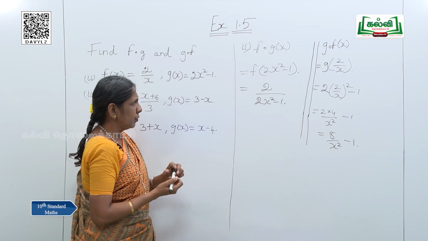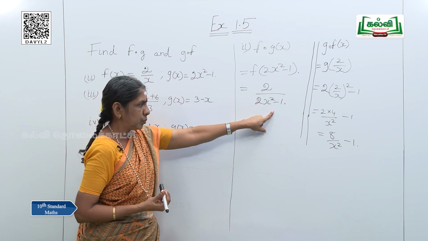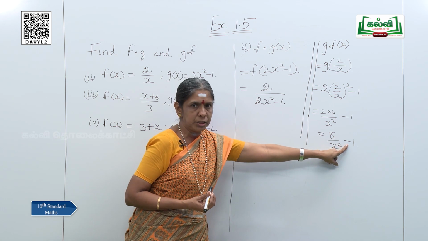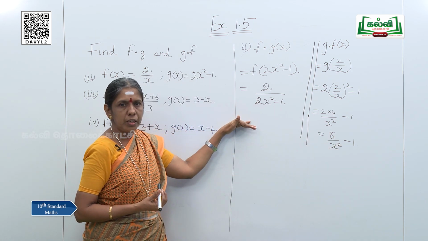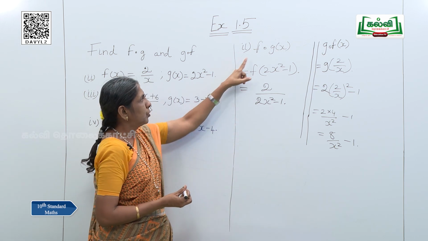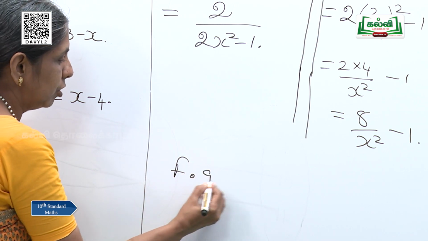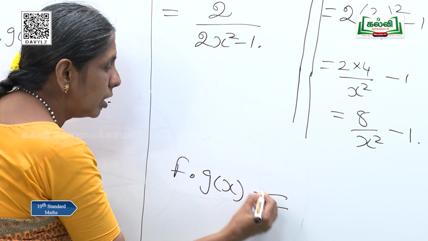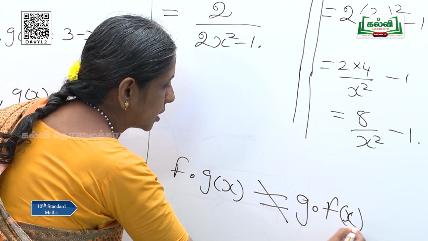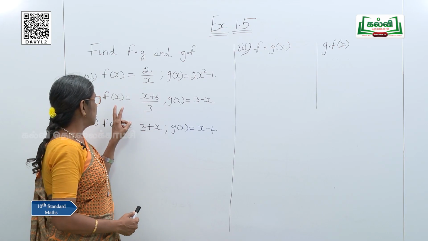Now, for the first one we got the answer as 2 by 2x squared minus 1, and for this we are getting the answer as 8 by x squared minus 1. Are the answers equal? Obviously not, they are not equal. Therefore, you can find in this sum that f dot g of x is not equal to g dot f of x. Are you able to follow this first sum? Now, let us go to the next sum.